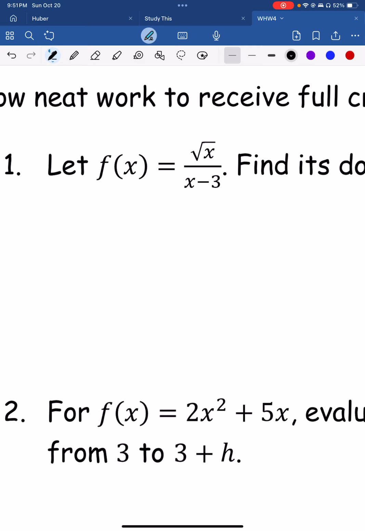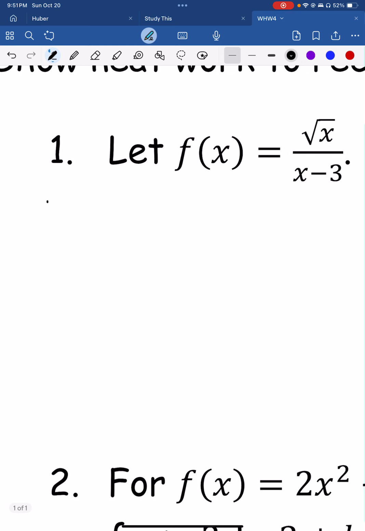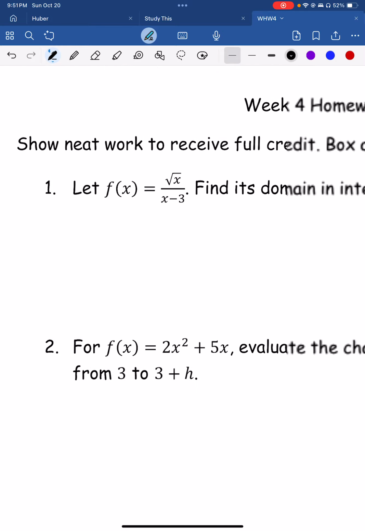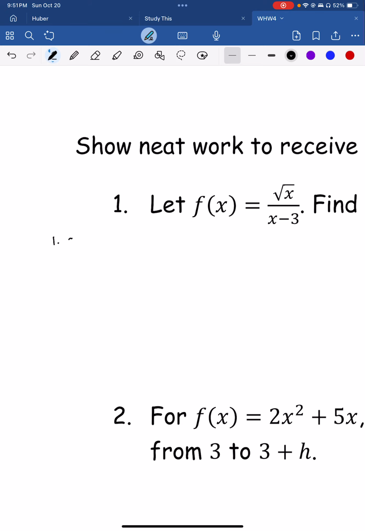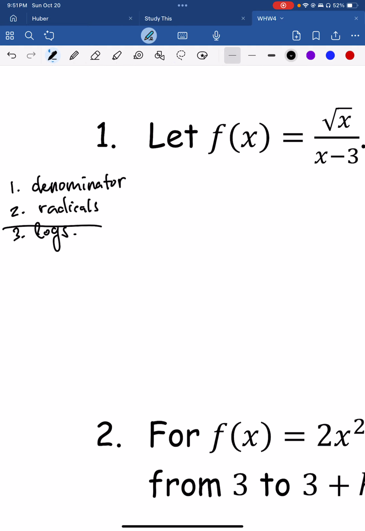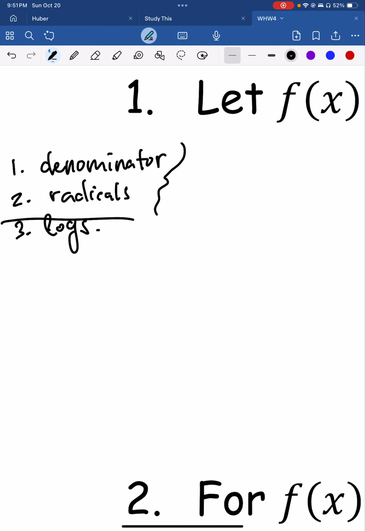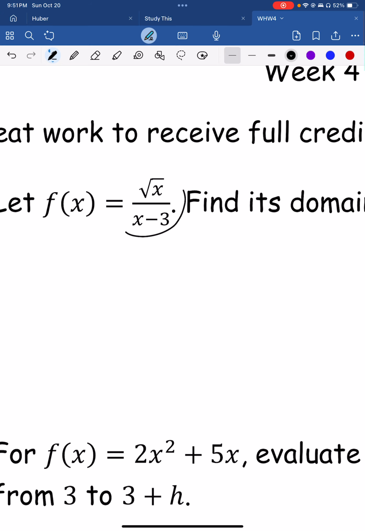For number 1, it's a similar thing as we've done before. It's the checklist. It's kind of having a mental checklist of what to look for when you have a domain. So in that checklist, you check for denominators, radicals, and logs. I think in your class they don't really focus on logs, so I'm mainly going to look at denominators and radicals. In this case, there's both.